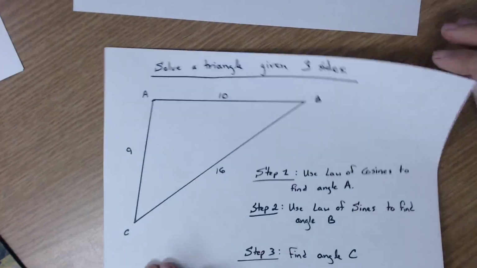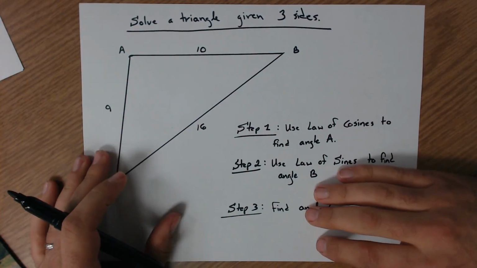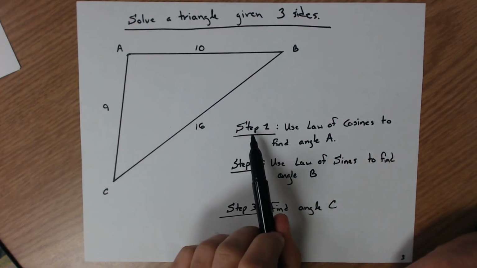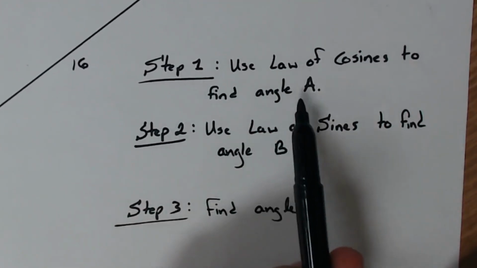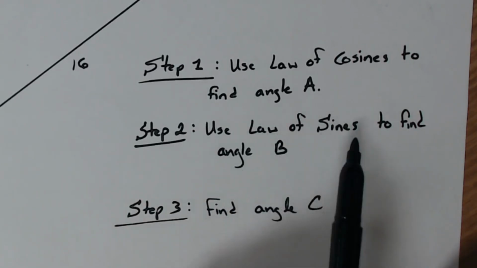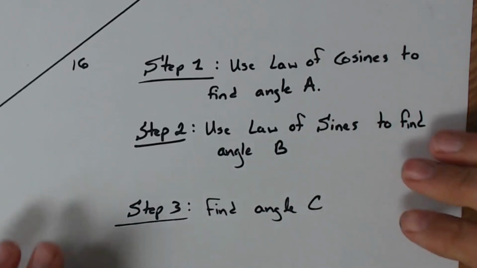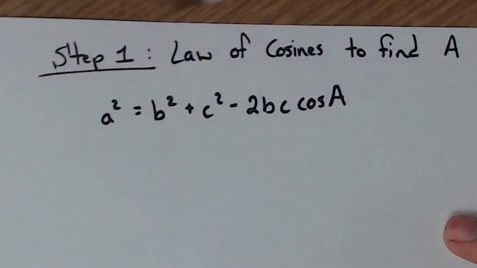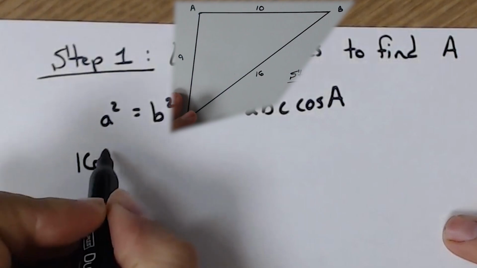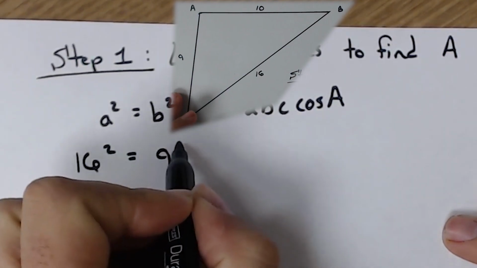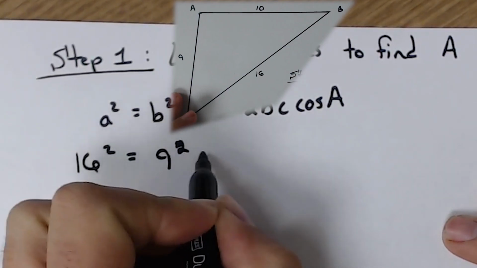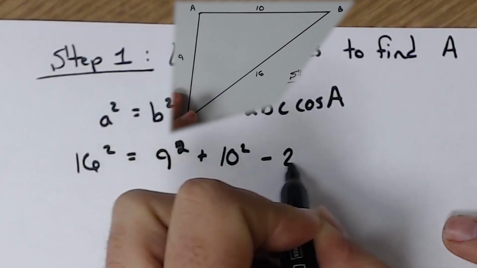Now, I'm going to go in and solve a triangle where I'm given 3 of the sides. So in this case, I don't have any angles given. Step 1 is cosines to find angle A. Then I'm going to use the law of sines to find angle B. Then I'm going to go through and find angle C. I'm going to plug in all of the things I know. In this case, I know all of my side lengths. I have a 16, a 9, a 10.